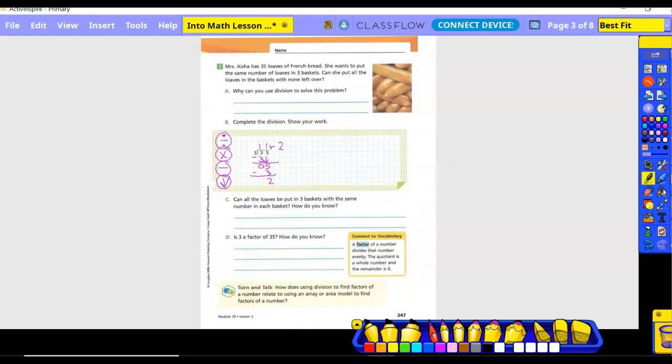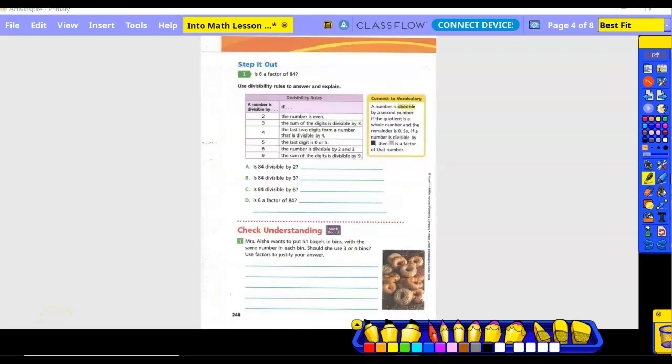No, why not? Because we had a remainder of 2 left over, correct? Okay. So a factor of a number divides that number evenly. The quotient is a whole number and the remainder is 0, so we put it, right? Because we had a remainder. Step it out, number 3. Is 6 a factor of 84?